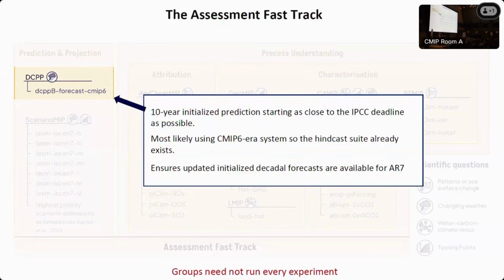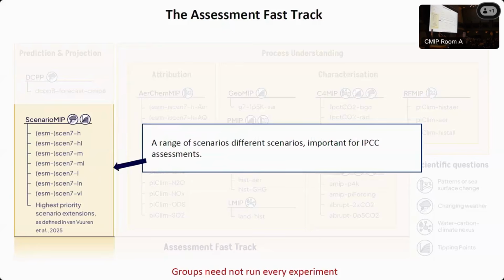And I'll go through each of these different groups of experiments. So first of all, from DCPP, there is an up-to-date initialized prediction, as close as possible to the IPCC deadline, to give an initialized prediction for the coming decade. This would most likely be done with a CMIP6 era system because you need the hindcast suite to do de-drifting. And so that will provide an up-to-date initialized prediction. Of course, scenarios are a big part of the IPCC assessment, and so we have these scenarios included.